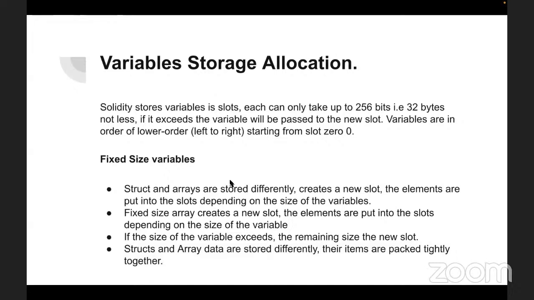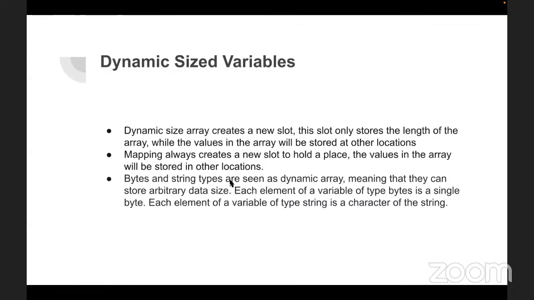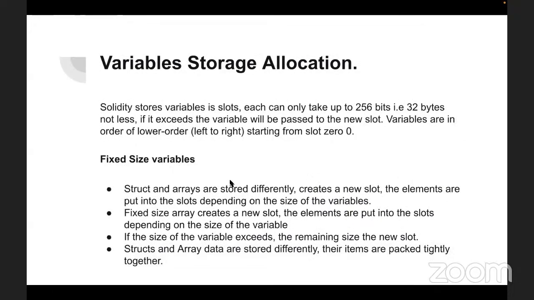Also, a fixed size array creates new slots. The elements are put into the slot depending on the size of the variable also. If the size of the variable exceeds, the remaining size gets new slots. So struct and array are stored differently, like I said. Let's quickly check out this tool to explain the fixed size variable.